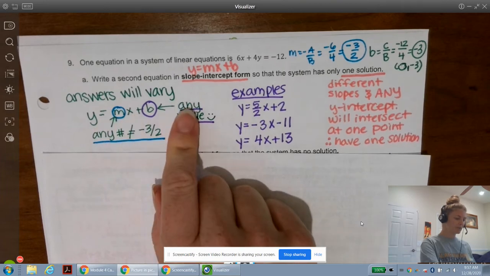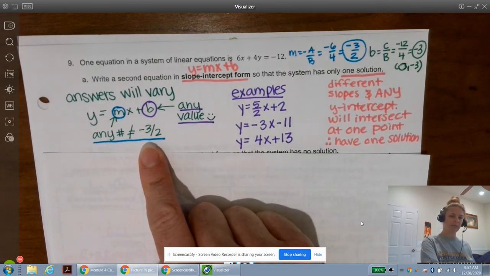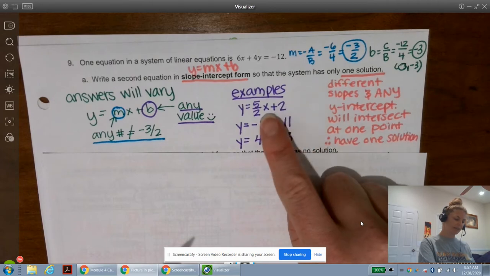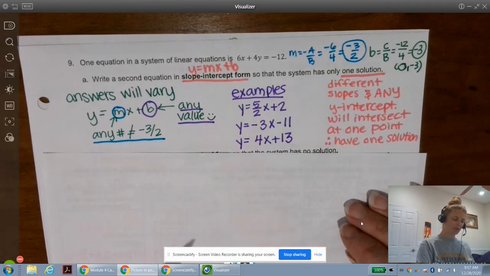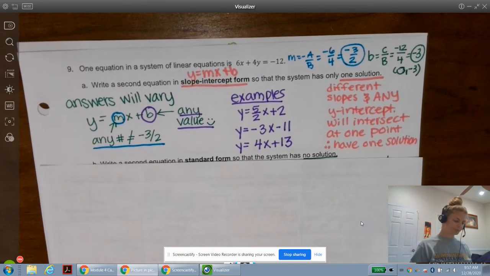So your answers are going to vary. Your m value needs to be any number not equal to -3/2, and your b value can be any number. It can totally be -3 if you want. So here are some examples. I said y equals 5/2 x plus 2, y equals -3x minus 11, and so on.